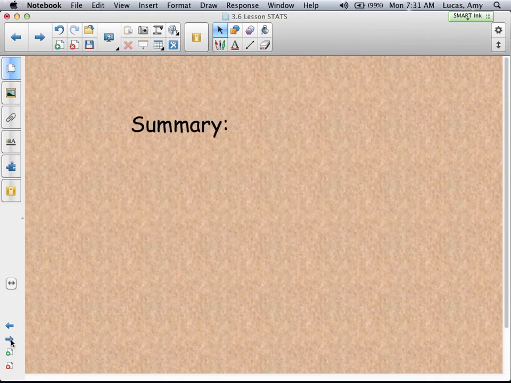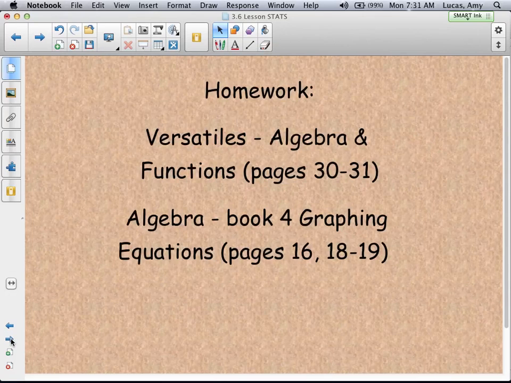You're ready to write your summary now? And then for your homework, we have a couple of versatiles that we're working on, where you have to match slopes to graphs, and then where you have to match slope-intercept form or function notation to graphs. So a couple of really good versatiles.